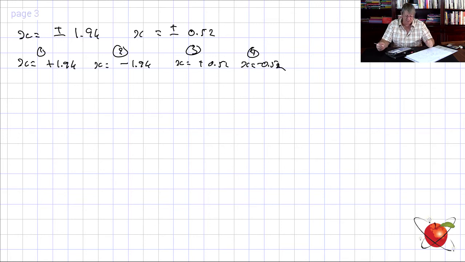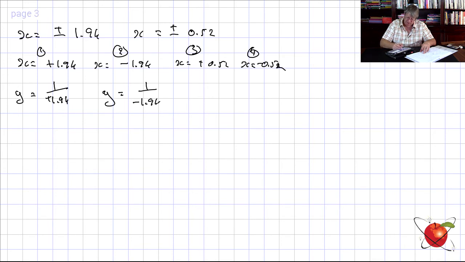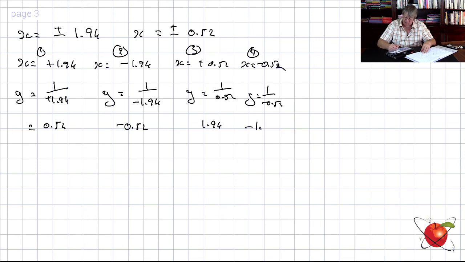So therefore, we are going to get 4 y values. So therefore, we get the y here, okay, is 1 over plus 1.94. Y is going to be 1 over minus 1.94. Here, y is going to be 1 over 0.52. Y is equal to 1 over minus 0.52. What do we end up with? We end up with 0.52, minus 0.52. Over here, 1.94 and minus 1.94.